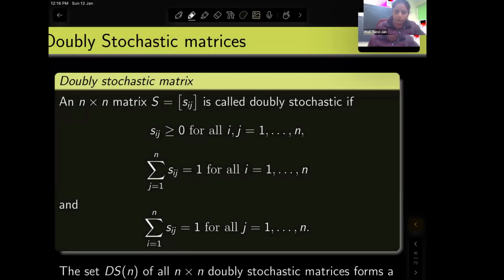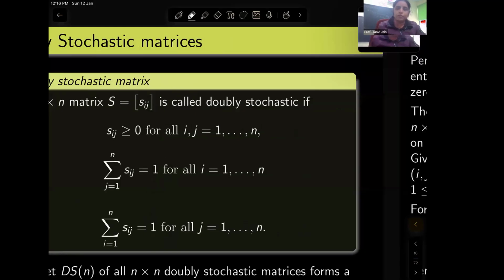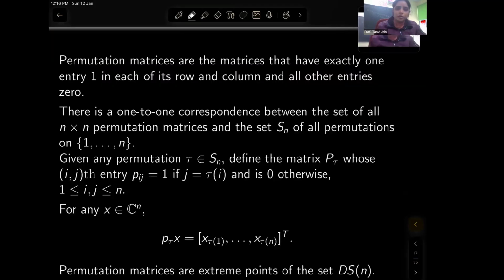So it's a compact convex set, and every compact convex set has extreme points. Every element in a compact convex set is a linear combination of its extreme points. What are the extreme points?